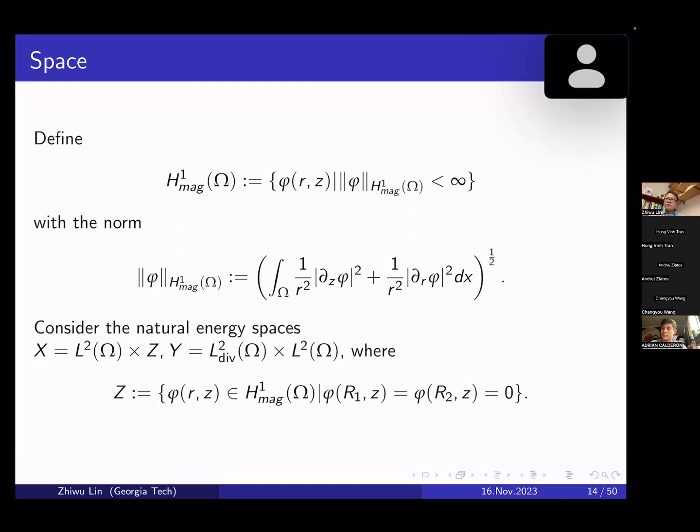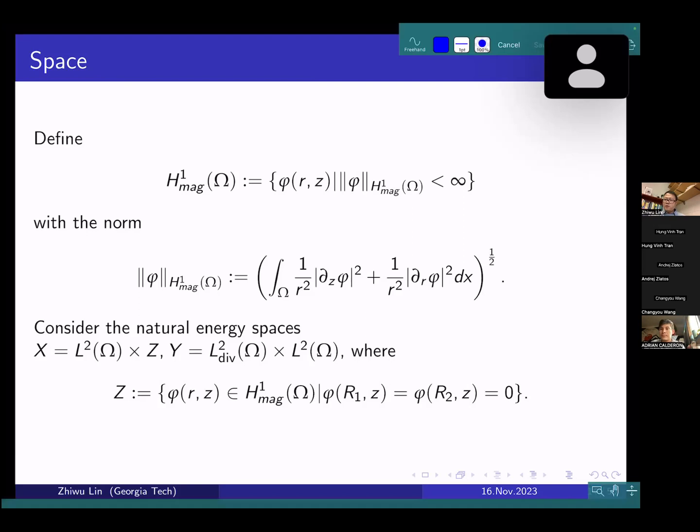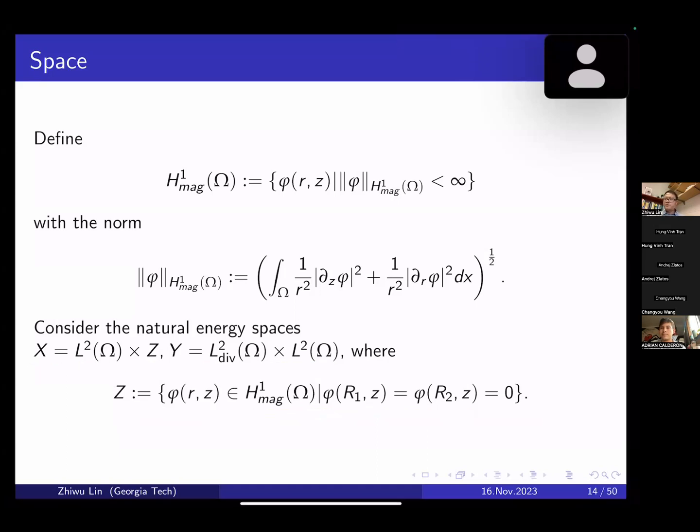We call this space H1 mag. And also, if you impose the zero boundary condition, because for the linear perturbations, our magnetic field satisfies the zero boundary conditions at the two boundaries, so this is our space Z. Then we define these two spaces X and Y. So X is L2 cross Z, and Y is the divergence free vector field cross L2. So those are some function spaces.